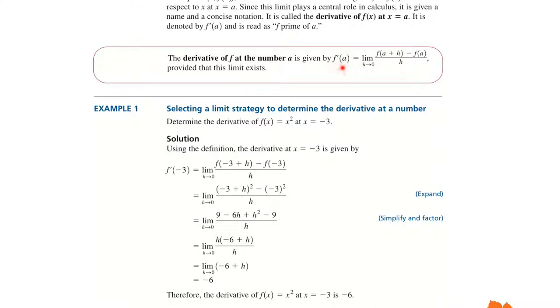By comparing the definition of the derivative at point a and the slope of the tangent line at a, we'll see f prime of a is the same as the instantaneous rate of change of f at a, which is the slope of the tangent line at x equals a.